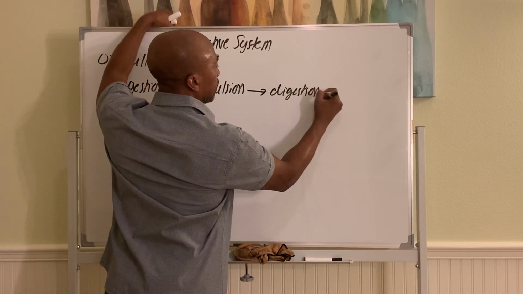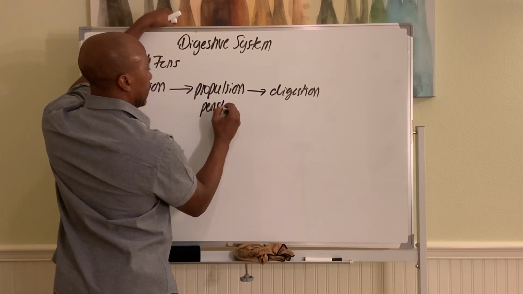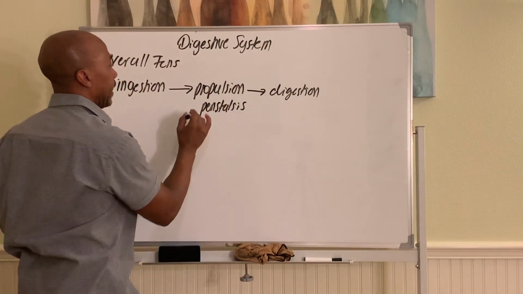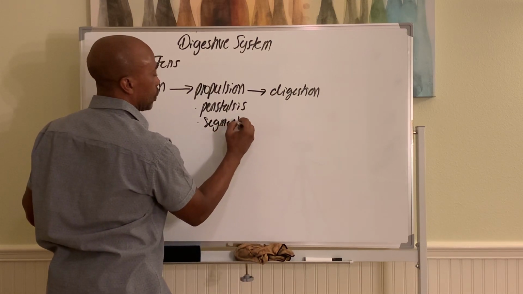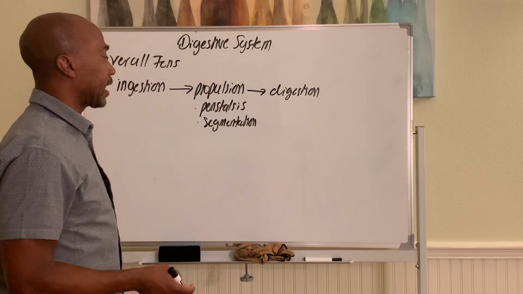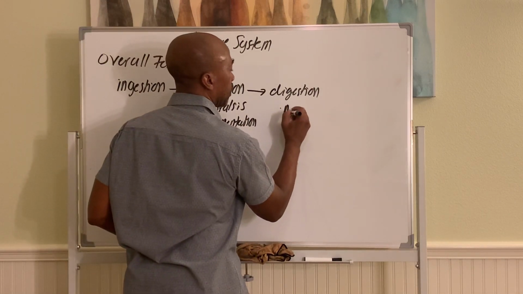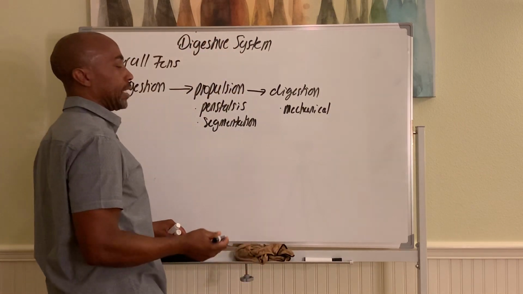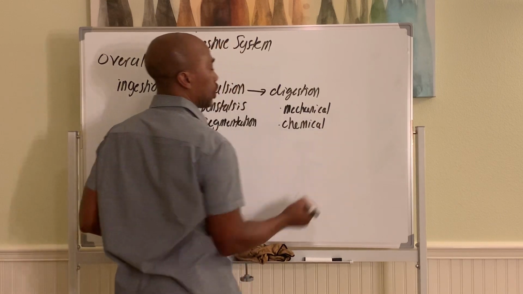So digestion, and propulsion again, examples would be peristalsis, which moves food along the GI tract, as well as segmentation, which is used to mix the food with the enzymes that come into play. Digestion can be mechanical, where you break the food up into small pieces, as well as chemical, where you break the food into food groups.